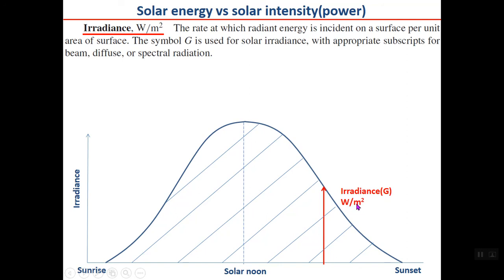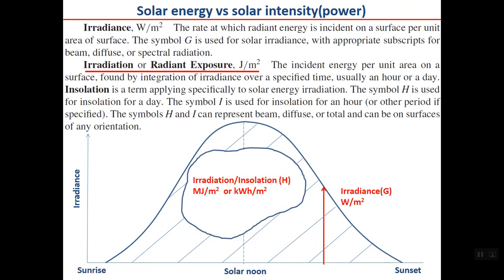The unit is watt per square meter or any other appropriate unit where the numerator shows the power and the denominator shows the area. So it is the rate at which radiant energy is incident on a surface per unit area of the surface. The symbol G is used for solar irradiance with appropriate subscripts for beam, diffuse, or spectral radiation. What's the meaning? When you put a subscript here, for example D, then the meaning is diffuse irradiance.